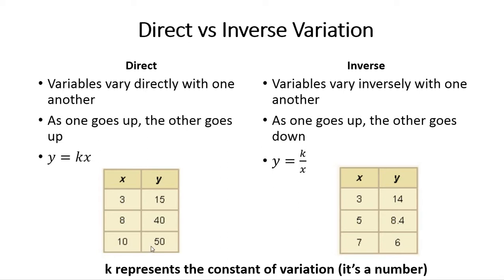Now I've got a couple tables here. If you had to tell just by looking at a table what it's doing, the easiest way, if we're dealing with variation, is to look in this first table on the left. As our x's get bigger, look, 3, 8, 10, those are getting bigger. What are our y values doing? 15, 40, 50. Oh, they're getting bigger as well. Hey, they're doing the same thing. Inverse, on the other hand, look at our x's, they get bigger. Our y values get smaller. Hey, that's an inverse relationship, okay? So that's really what I'd want you to be able to identify here.